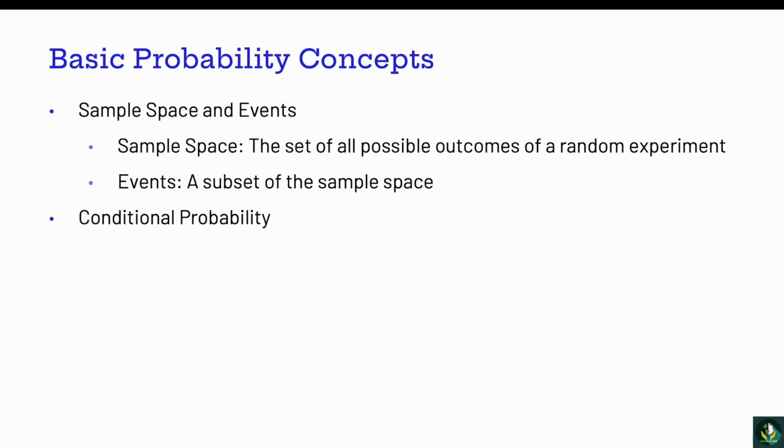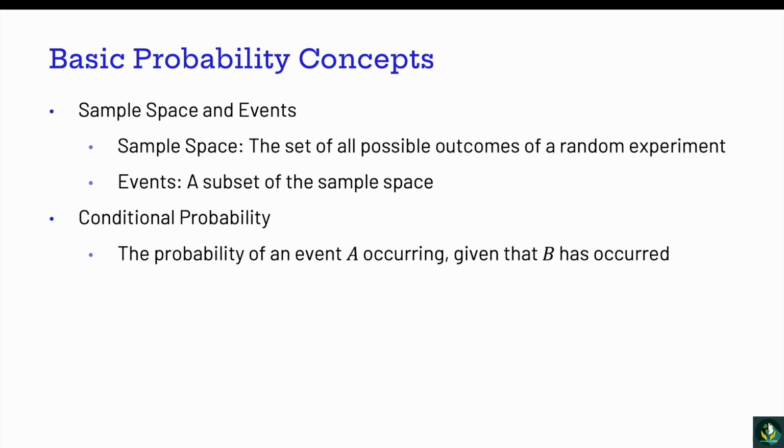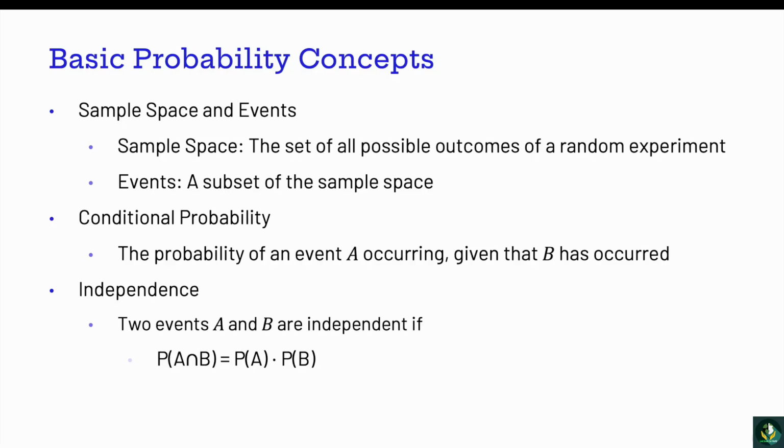Next, let's talk about conditional probability. The probability of an event A occurring given that B has occurred. We saw this last week in one of the classes. An example here can be rolling a number greater than 3 given that it is even. Next, we have independence. Two events A and B are independent if P of A intersection B is equal to P of A times P of B. An example in this case is the outcome of two separate coin tosses.